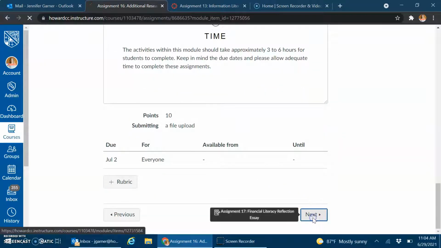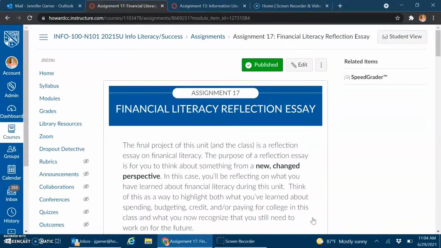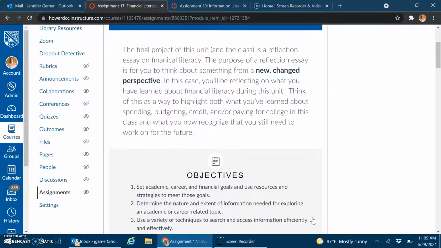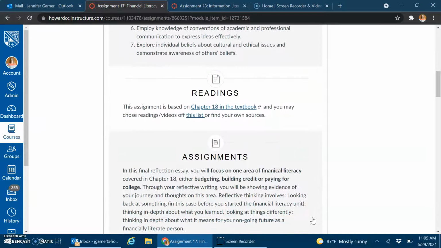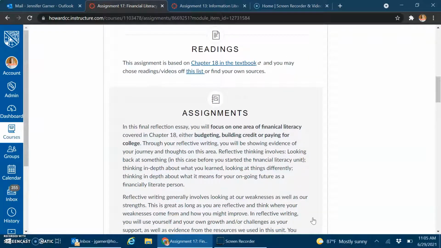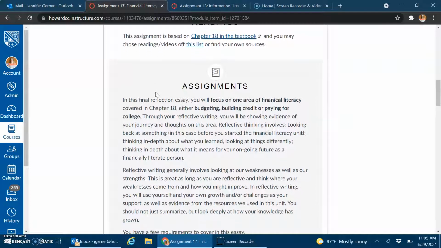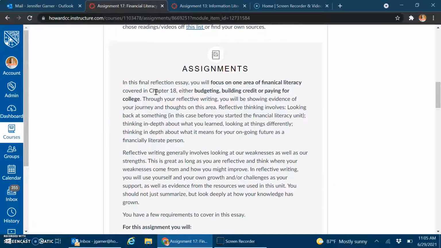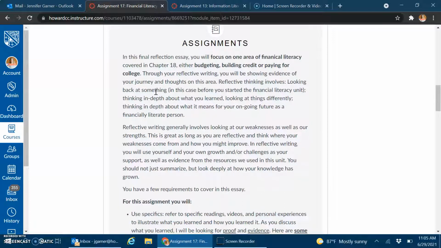And then the final assignment for the unit is to do this short reflective essay on financial literacy. So for this essay, you'll be utilizing what you read in chapter 18 of the text. You'll be utilizing the list of readings that I gave you, and maybe additional readings that you find on your own if you find that necessary. So you're going to focus on just one area of financial literacy, either budget, building credit, or paying for college. And then you'll write your reflection on that.